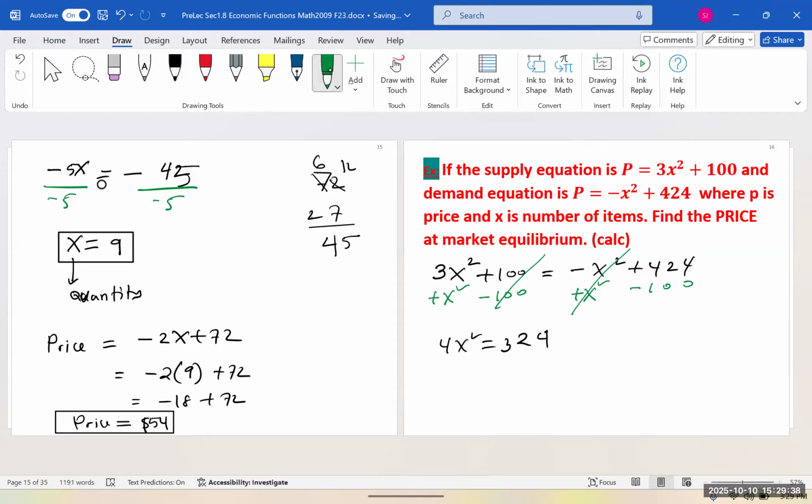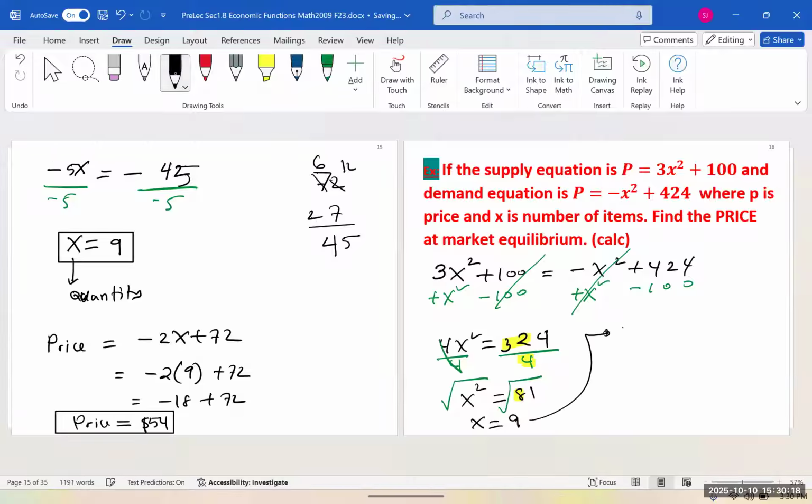We need to get the x alone. Divide by 4, divide by 4. So x squared is 81. Good. 4 goes into 32 8 times. So we have 8 here. And then left is only 4. 4 goes into 4 once. So you get 81. Wonderful. And then? Square root. Yeah. 9.